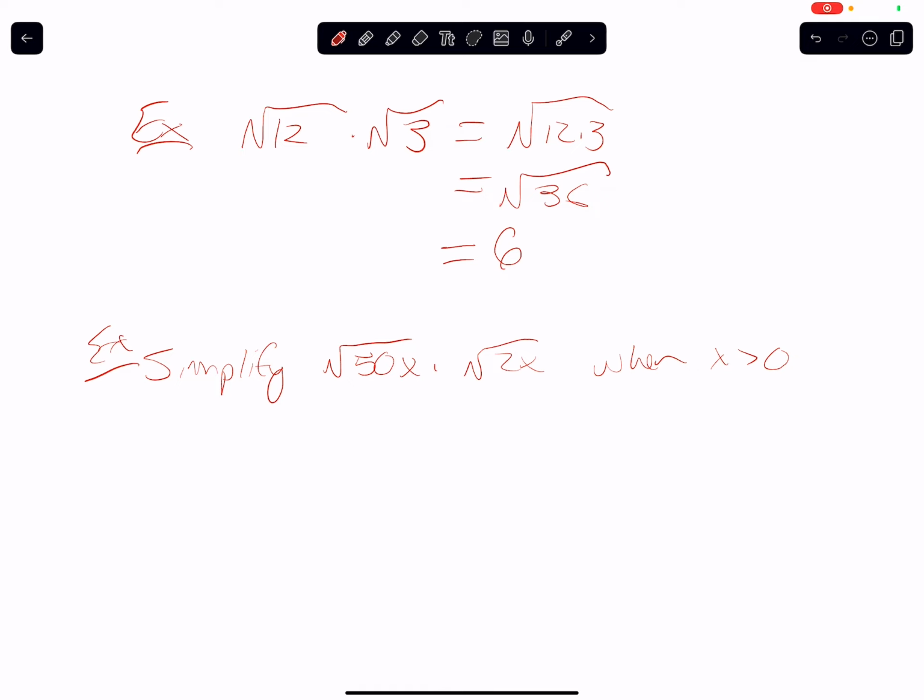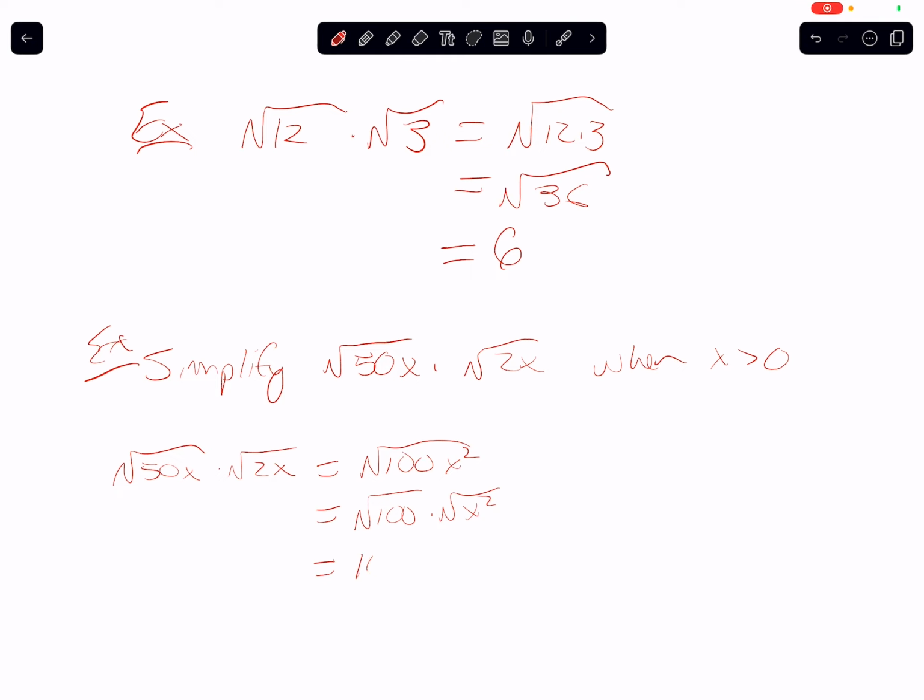Okay, so we can simplify this. Let's rewrite it once. Times the square root of 2x. We can rewrite that as the square root of 50 times 2, which is 100, and x times x, which is x squared. What does that give us overall? Well, that gives us the square root of 100 times the square root of x squared. We could do that all in one step if we wanted, but the square root of 100 is 10, and the square root of x squared is x. And that's our final answer.